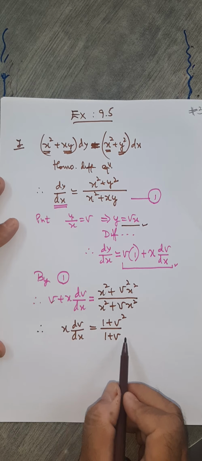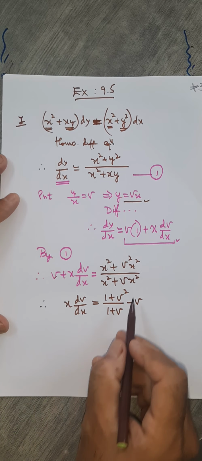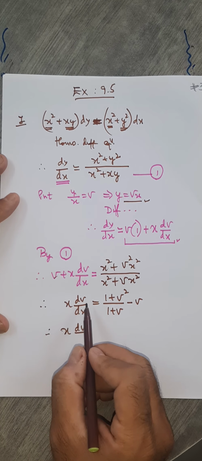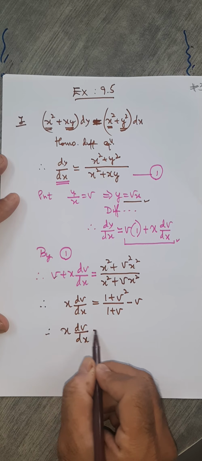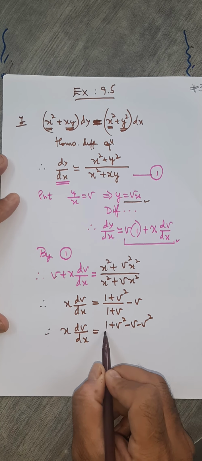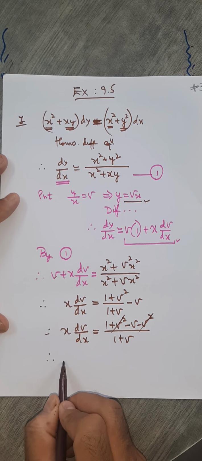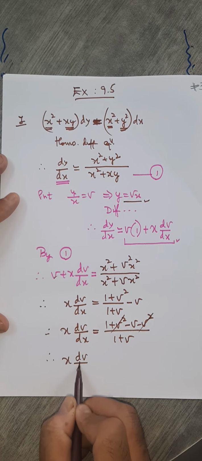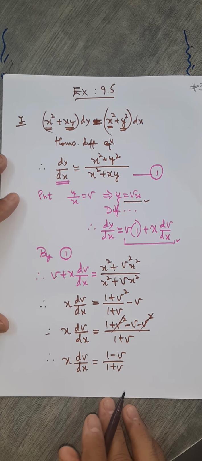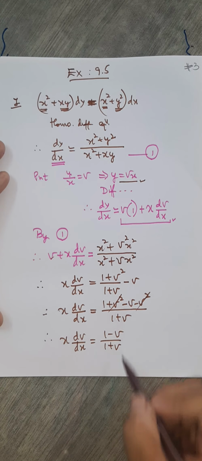Now this is purely about variable v. So I'll take v on the right hand side. We simplify this. Now you can see that this is an equation in v and x, remember. So 1 plus v square minus v square upon 1 plus v. So this will get cancelled. Therefore x into dv by dx equals to 1 minus v upon 1 plus v. This is just simplification, remember. You did nothing so far.